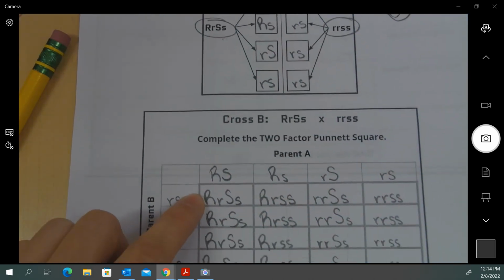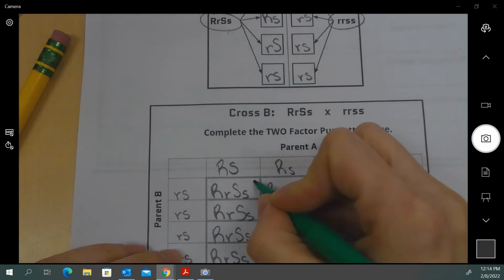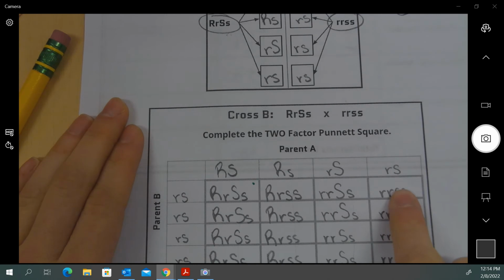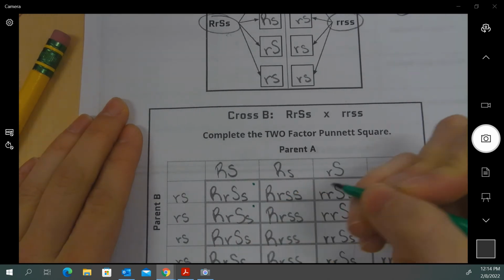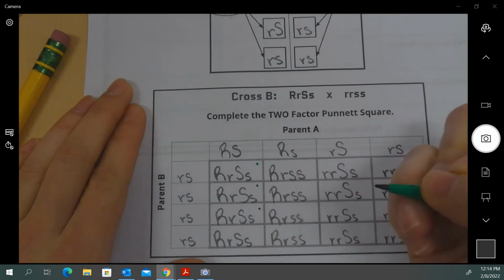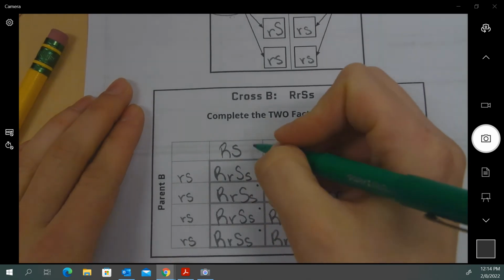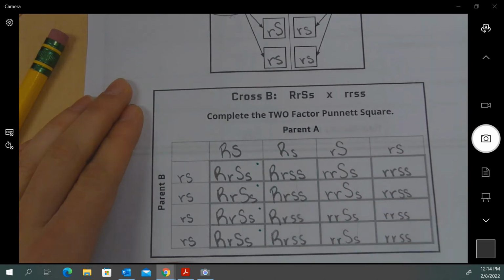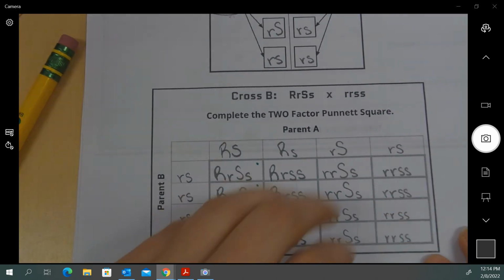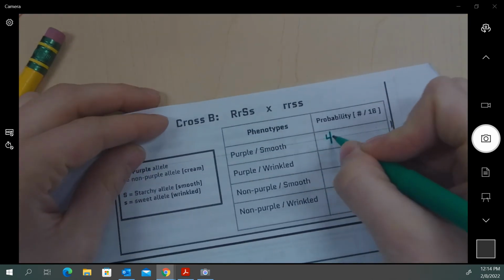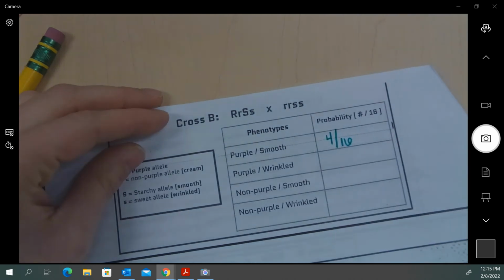So here I've got a capital R and a capital S. So I'm just going to put a little mark to indicate that. Nothing here, not here, and not here. I've got a capital R and capital S here, not here, not here, and not here. I've got one here and here. So as you can see, my capital R and capital S's are all in this column. So that is 4 for purple and smooth. Flipping my sheet over, I'm going to go ahead and write out of 16. My probability is 4 out of 16.